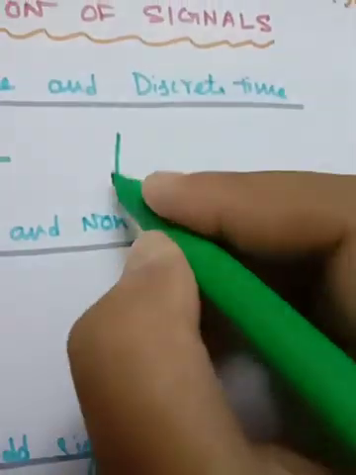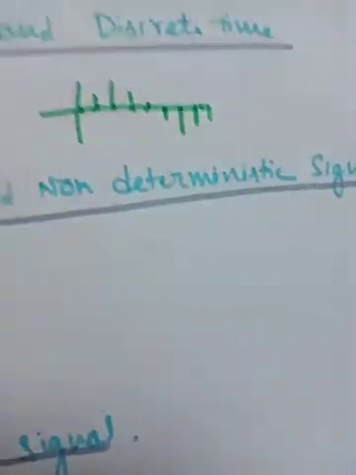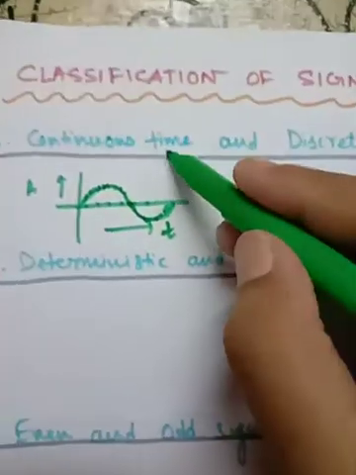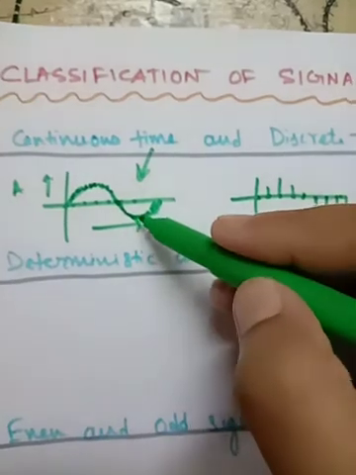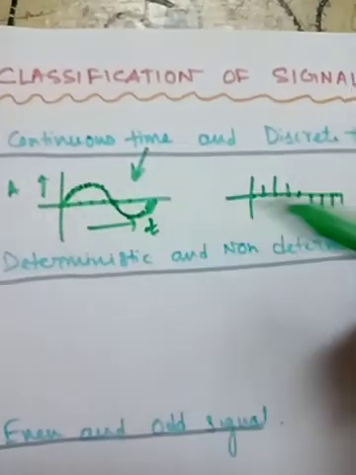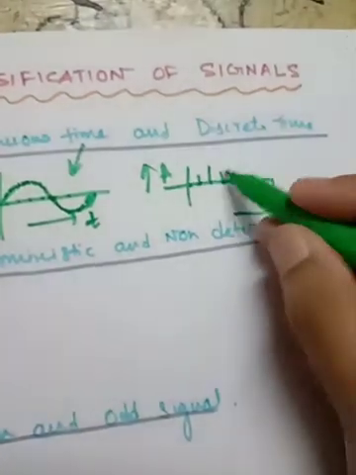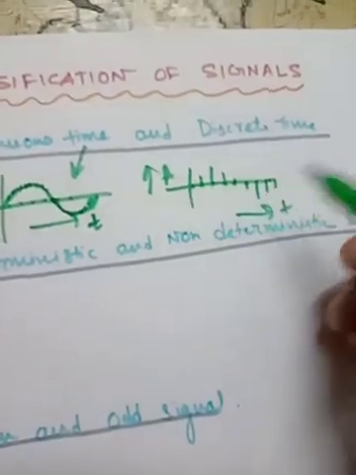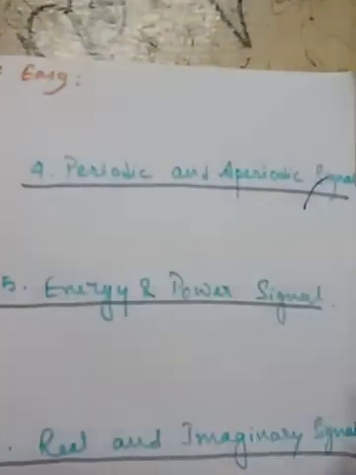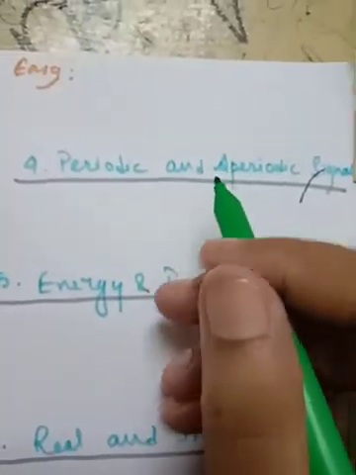Discrete time means a signal for which for some particular discrete values of the time we will get some amplitude, like this is for 0, this, and then this. So this is a discrete time signal. So continuous time means for each and every point in the time axis we are getting an amplitude, and in discrete time for some discrete values of the time only we will get the amplitude. So next we move to the periodic and aperiodic signal.